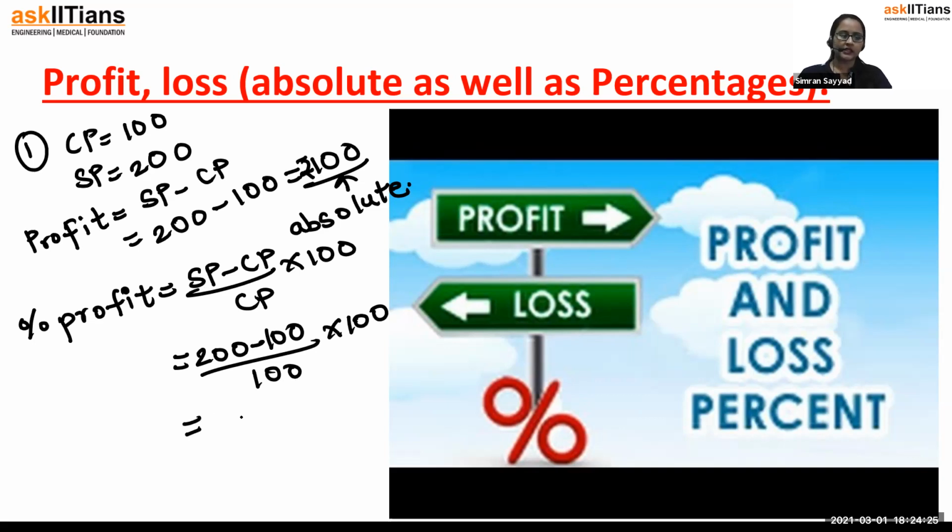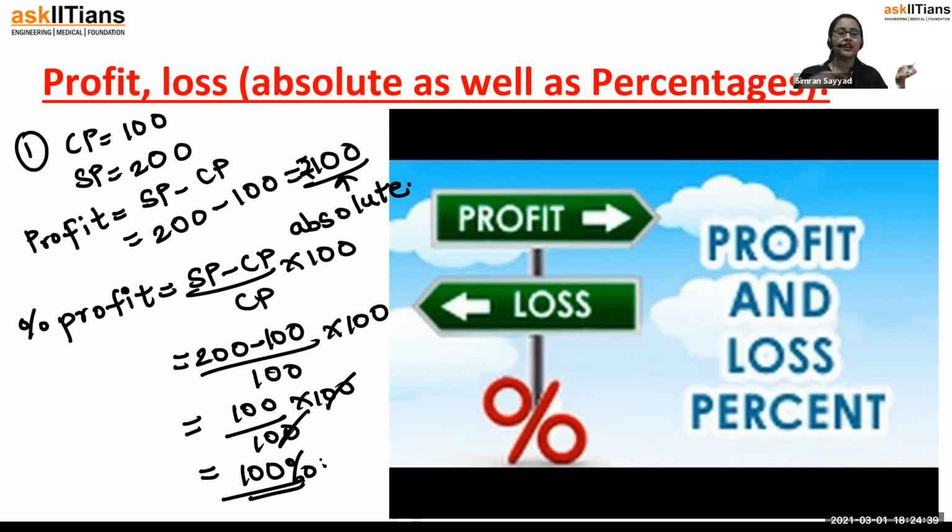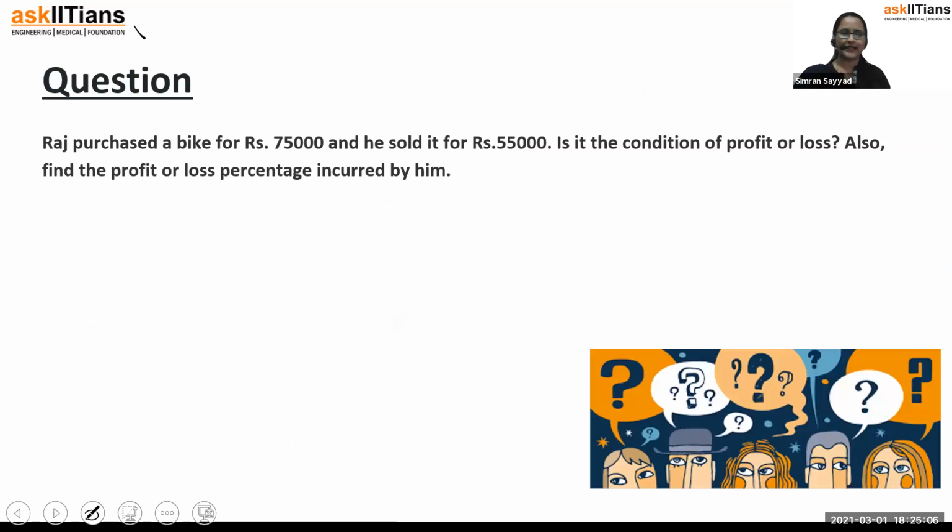So what is this? 100 upon 100 into 100. You can see that the shopkeeper has earned a 100% profit, because he doubled the amount. He got it at 100 and sold it at 200, so he made a double profit, and this double profit is 100% profit. So you understood: if they ask for the absolute one, you give it in terms of rupees. For percentage profit, you have to recall what we did in percentage increase and percentage decrease last class. Okay, so can we do one quick example?